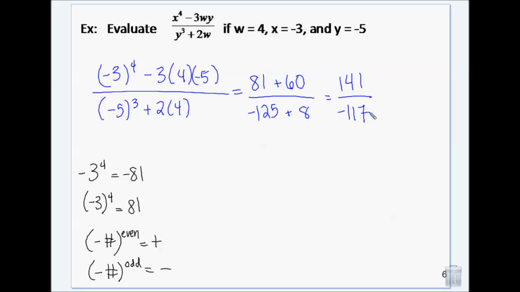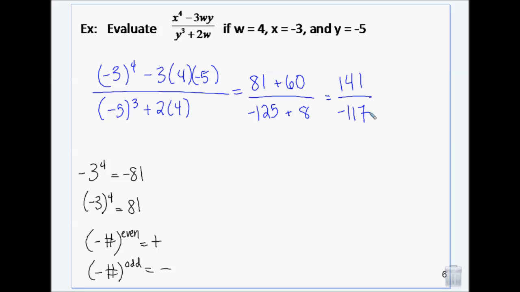1 plus 4 plus 1 is 6. 117, so 7 plus 1 plus 1 is 9. So these will both divide by 3. Do you guys know that rule? Okay, quick. If you add up the digits of the number, and if the sum, so 1 plus 4 plus 1 is 6, 6 divides by 3, so 141 will also divide by 3. So that's just a quick way to know if something will divide by 3.